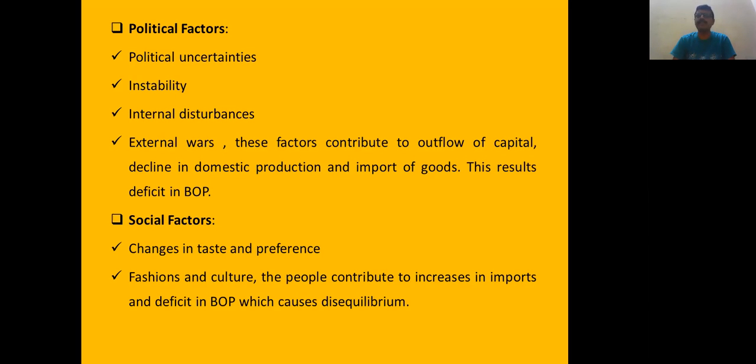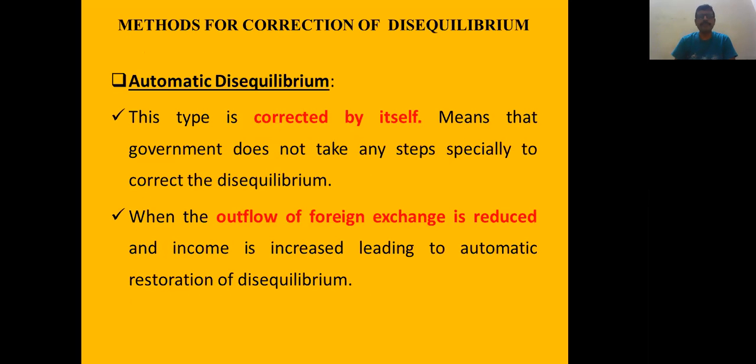Social factors in the sense that if the customer tastes and preferences are not taken into consideration, if fashion and culture are not being induced into the customer minds properly, sales will fall down, purchasing power will fall down, profit will fall down, and automatically businesses will tumble down, and thus a disequilibrium will be caused. Until now, we have discussed the causes for disequilibrium. Now we'll discuss the methods for correction of disequilibrium.